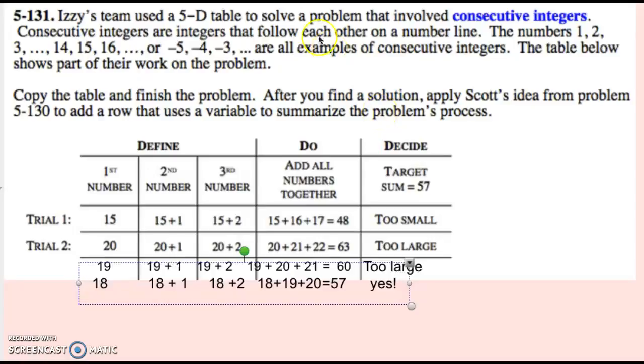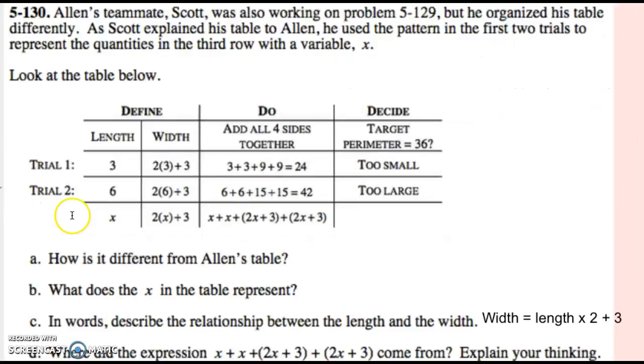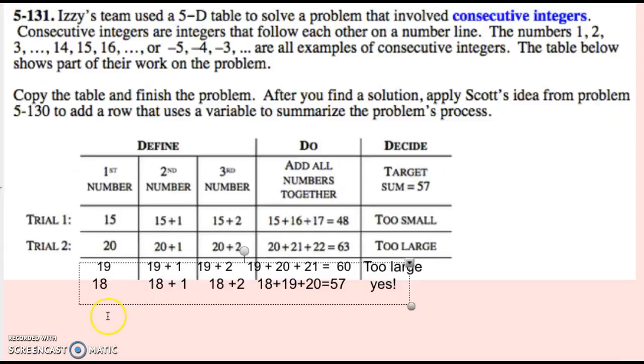So after I found the solution, it says apply Scott's idea from problem 130 to add a row that uses a variable to summarize the problem's process. So if I look back at problem 130, I see that I have x representing the first thing that we guess. So when I add another row here, I'm going to have my first number be represented by x. So if the first number is x, I know that the way I find the second number is to do x plus 1. And I know the way I find the third number is x plus 2.